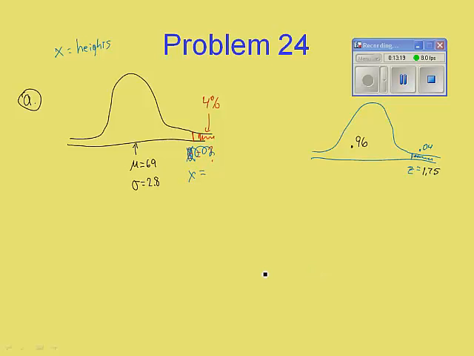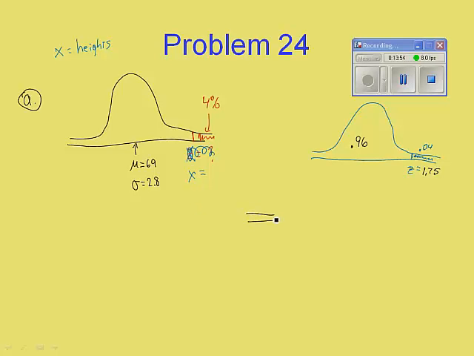Now you're almost done. That's the z-score. I'm not done yet. That's the z-score for 0.96. That's right. If you looked up on the chart 1.75, you would find 0.96 approximately. Okay? Now I have to go back and compute x.